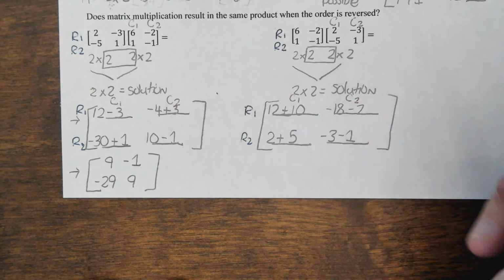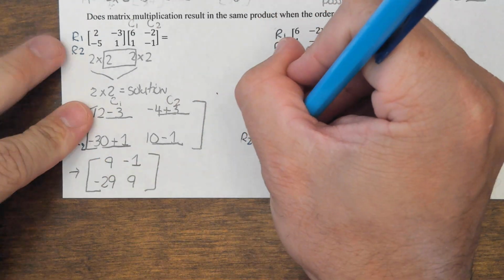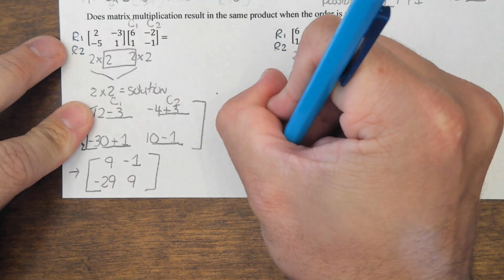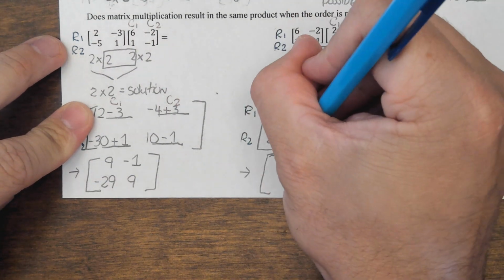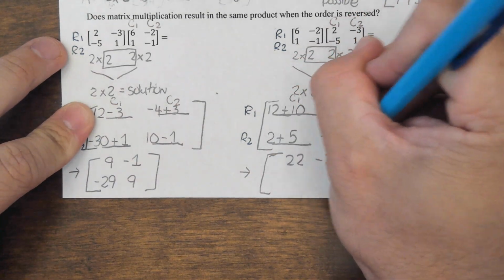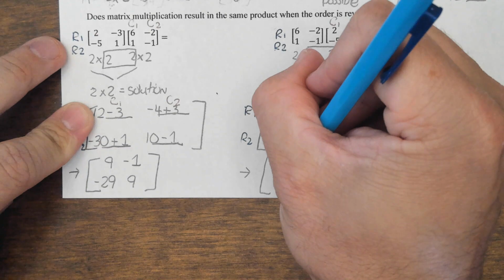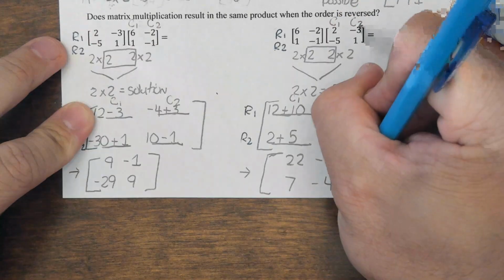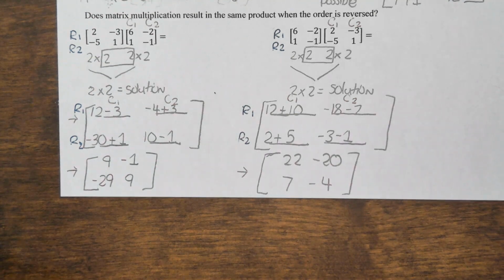So now that we've done the hard part, let's just simplify, and here's what we get for our solution. 12 plus 10, that's 22. Negative 18 minus 2, negative 20. 2 plus 5 is 7. Negative 3 minus 1 is a negative 4. And there you go.